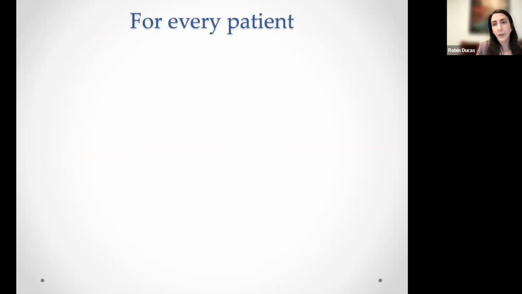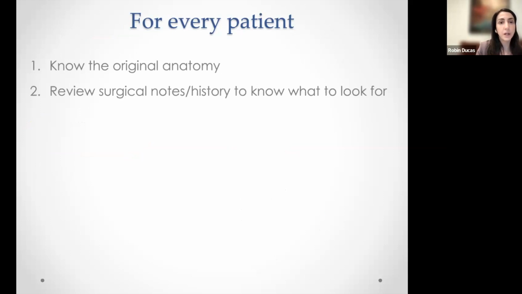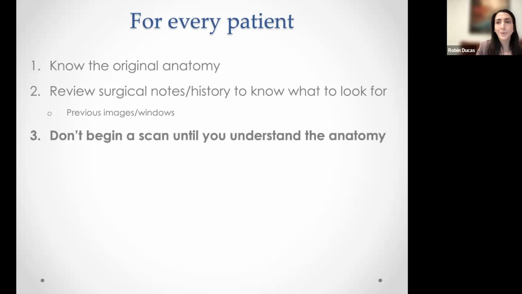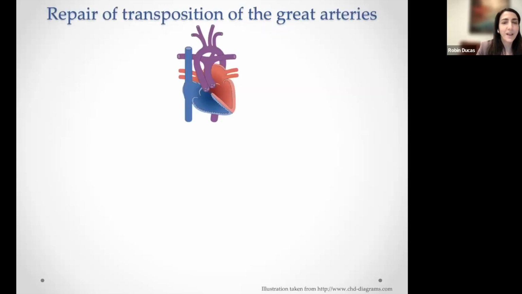So for every patient, when I was going through my training, it was always important that we needed to understand the original anatomy because it gives us an idea about how to interpret what we're seeing. We're always encouraged to review the surgical notes and the history to know what to look for. Ideally, previous images and windows when you're scanning to figure out where they were able to see the best pictures. And I was always told never to begin a scan unless you understand the anatomy. So we'll jump right into the repair of transposition of the great arteries.